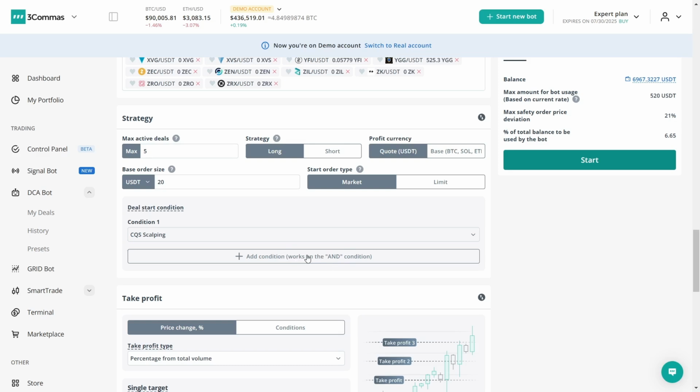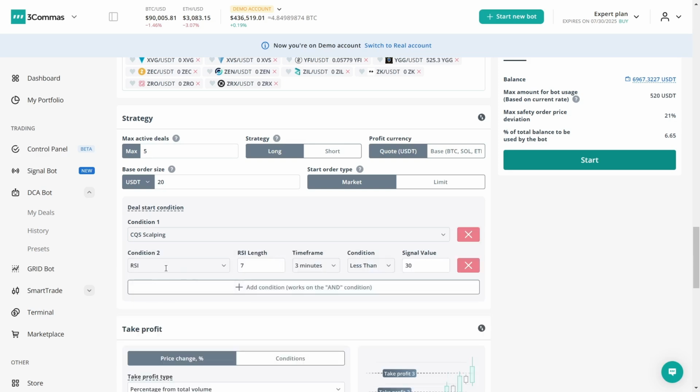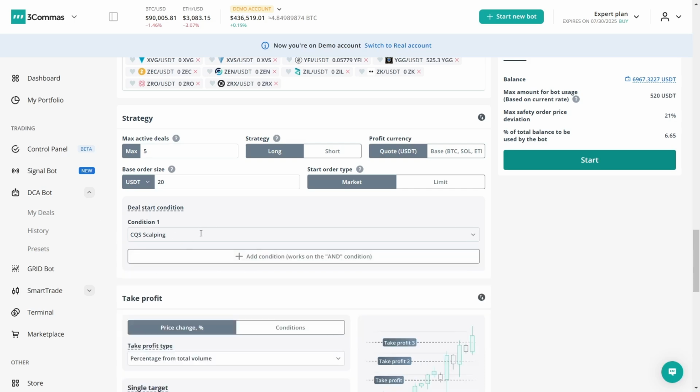Let's suppose, for example, that you want to use CQS Scaling, but you want to combine it with RSI only if it's less than 30. So it's a good combination, no problem with that. But just remember that if you combine multiple deal starting conditions, your trade will only be started if they are all true. So for the sake of this demonstration, I will not include anything else than CQS Scaling.